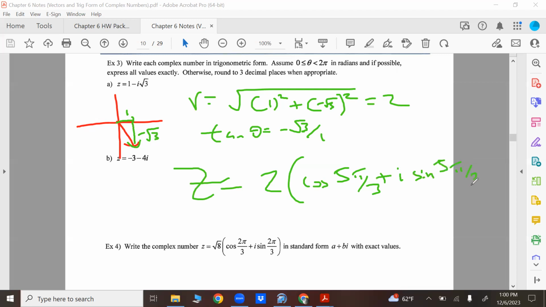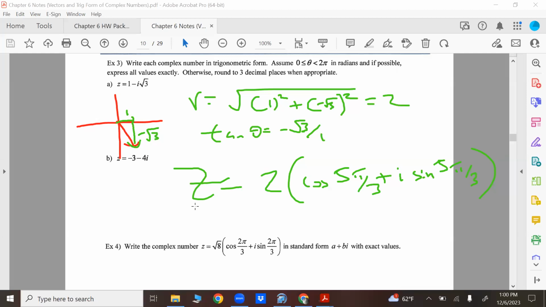That 3 looks terrible. And it makes sense because cosine 5 pi over 3 is 1/2. 2 times 1/2 is 1. Sine of 5 pi over 3 is negative root 3 over 2. 2 times negative root 3 over 2 is negative root 3. That makes sense. So it all works itself out very nicely.